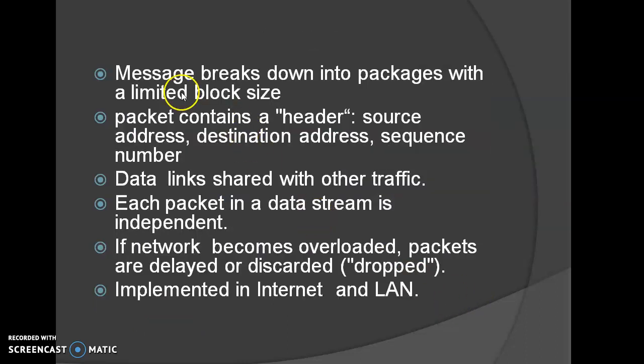So this is what we have. Your message will be broken down into packets with a limited block size. Each packet will have a limited size. A packet contains a header, which I've already mentioned, consisting of the source address, the destination address, the sequence number, and many more technical details. The data link is shared with other traffic, that means each connection is being shared by everyone. Each packet in a data stream is independent. Not necessarily will the packets travel through the same route. They can travel through different routes.